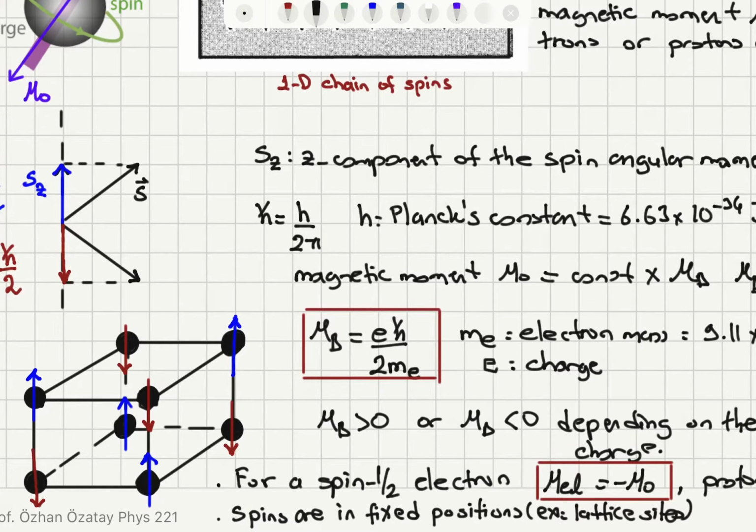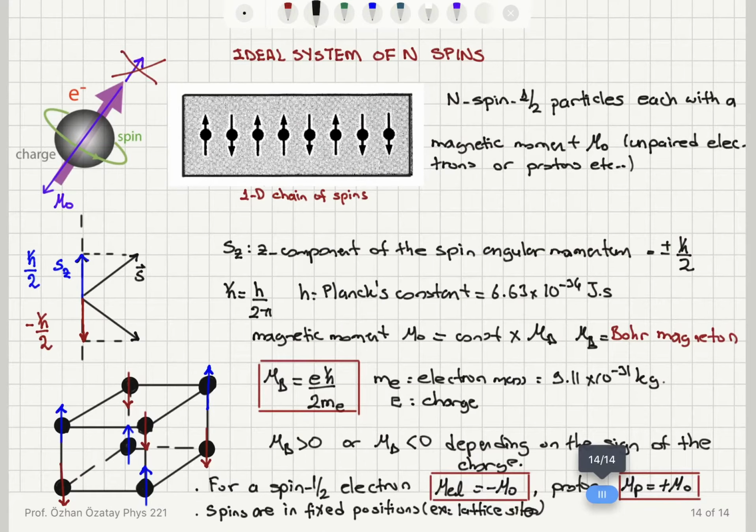So you can see here I have a cubic lattice. There is a net spin for each atom, and each atom has a total number of unpaired electrons. So that gives me a net spin. That could be a positive h bar over 2 or negative h bar over 2. And for magnetic moment, I have to consider basically plus sign or minus sign.